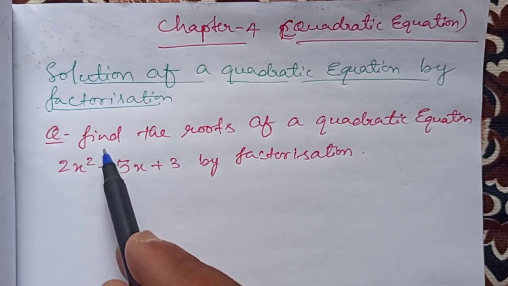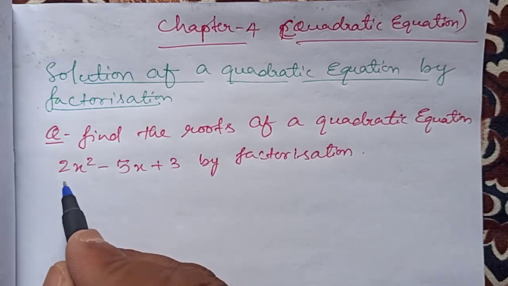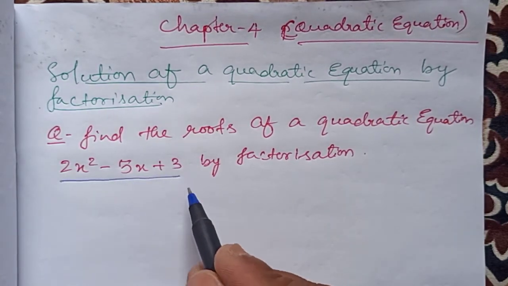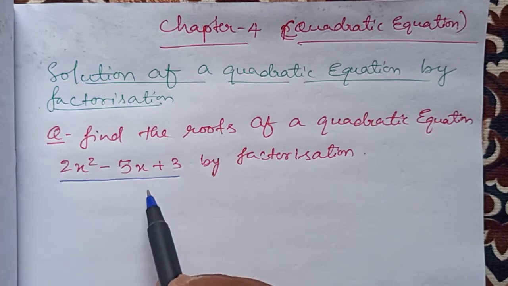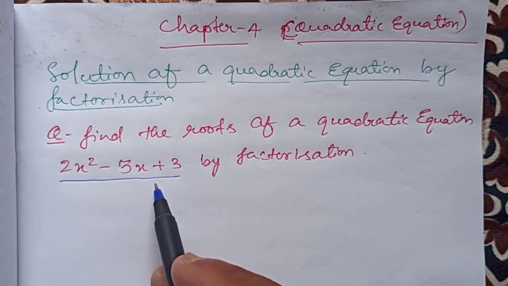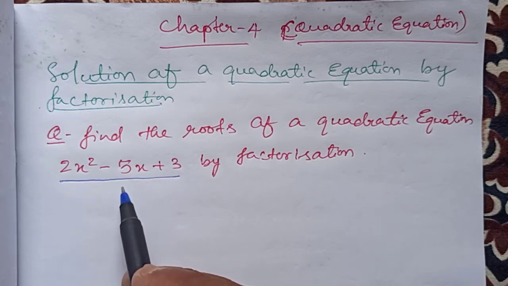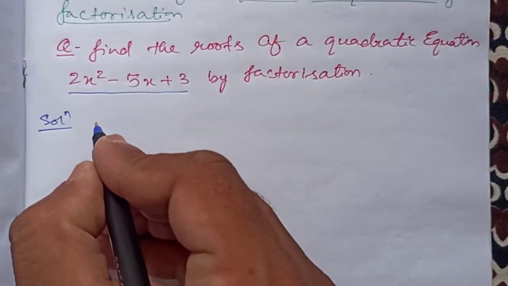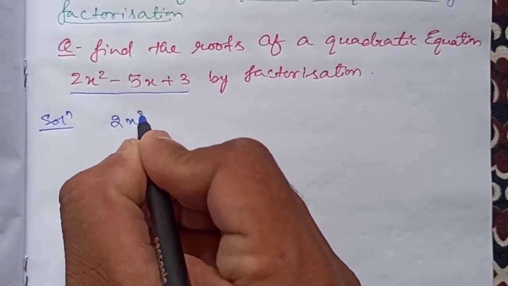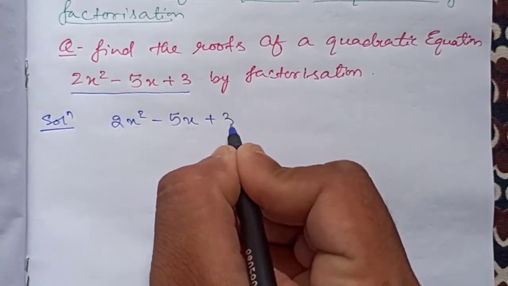The equation is given: find the roots of the quadratic equation 2x square minus 5x plus 3 by factorization. Roots means, as we have studied in the polynomial chapter, alpha and beta for a quadratic equation. That means we will get two solutions, one is alpha, one is beta. So first of all I will write the equation, that is 2x square minus 5x plus 3.